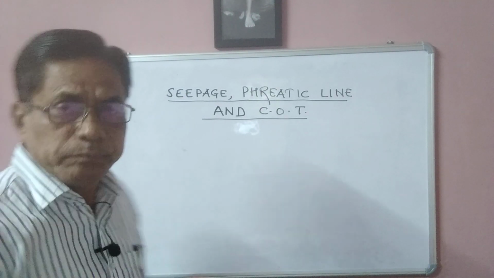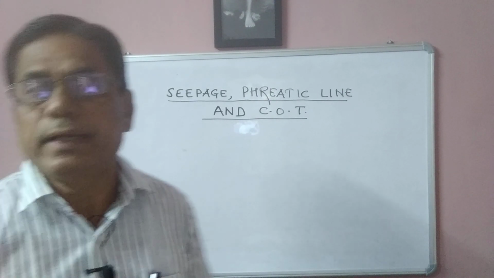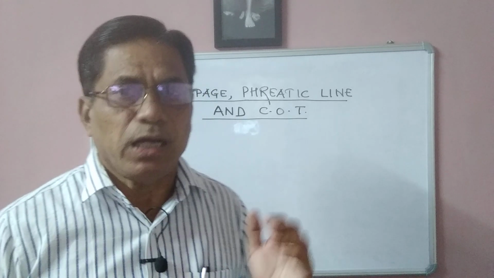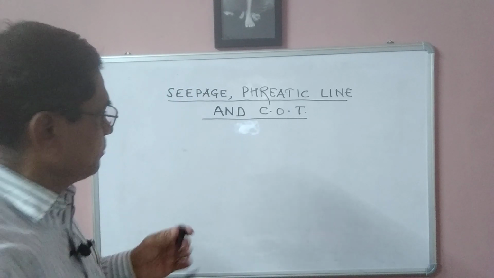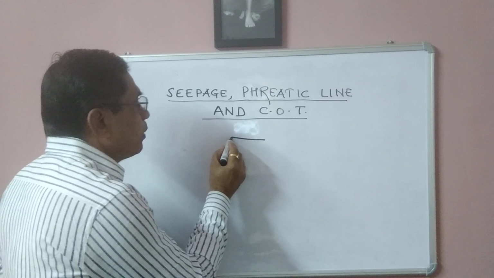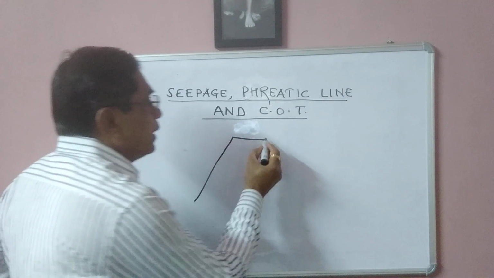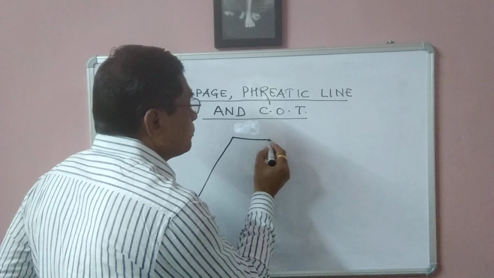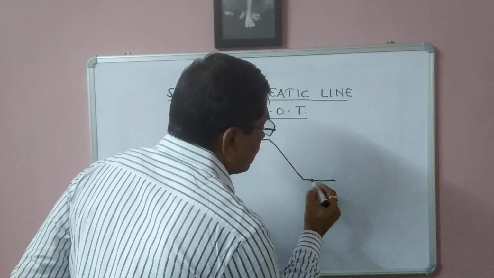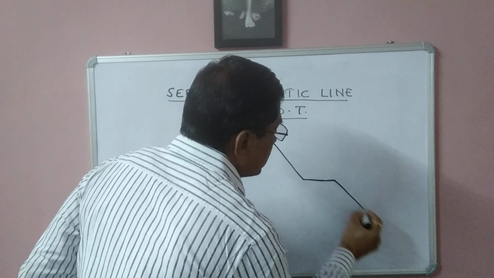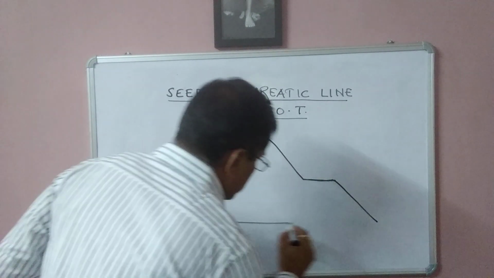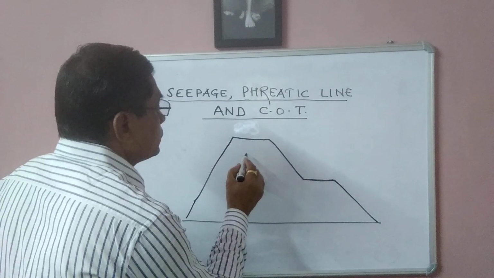Now we know that in case of an earthen dam, seepage is unavoidable. Seepage is the movement of water from the upstream face to the downstream face of the dam.